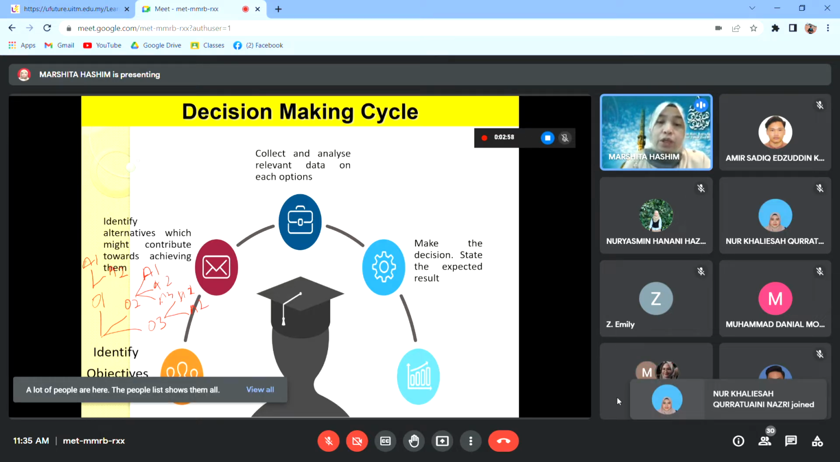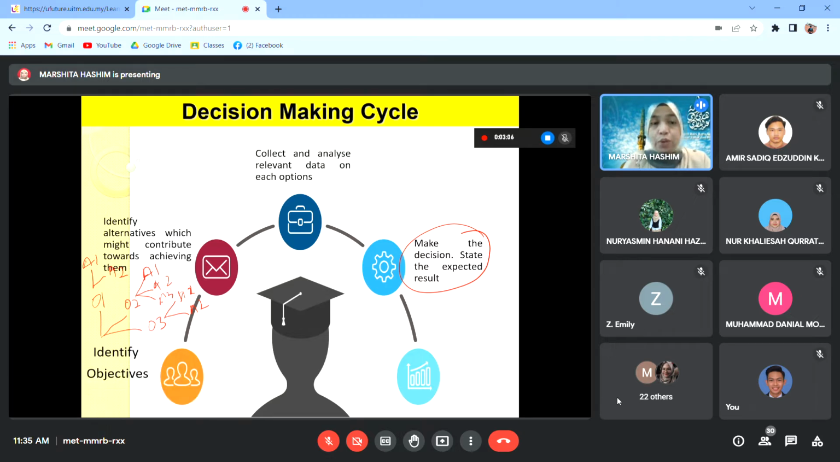Then only you make a decision and you state expected results. After you collect and analyze data, then you choose which activities you should implement so that you can achieve your objective. So an alternative is actually your activities. Activities that you want to implement so that you can achieve your objective.